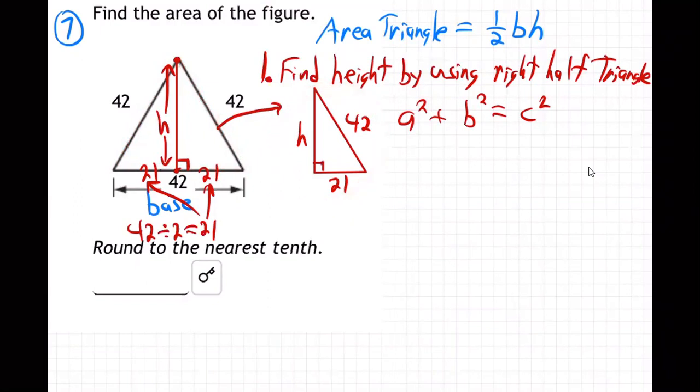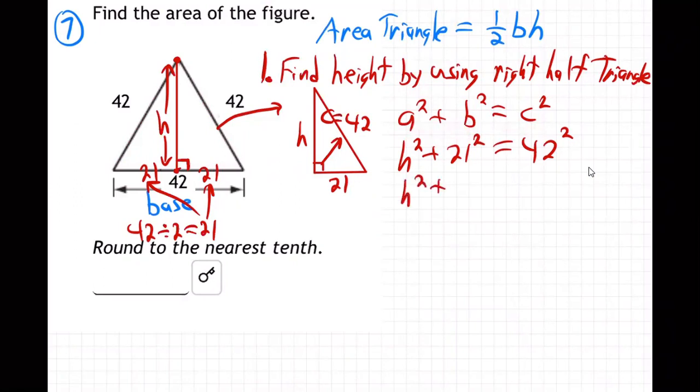Now, which one is C? Always the one across from the right angle. The longest side is always the C, remember? Because it's the longest side, the other two squared add up to be it squared. It's called the hypotenuse. Okay, and so then we have h squared.